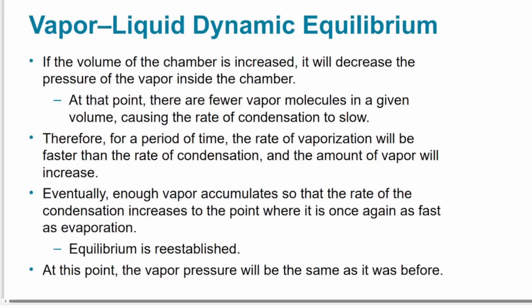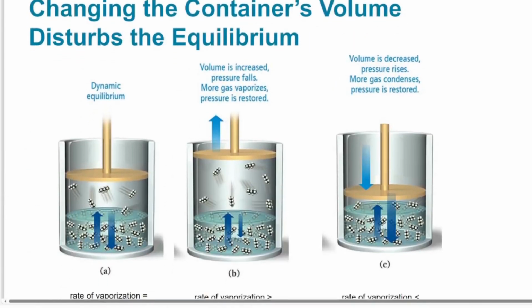So if we increase the volume of a chamber, it'll decrease the vapor pressure inside the chamber temporarily until that equilibrium is reestablished. We see that demonstrated here. We have dynamic equilibrium in a container with a piston. We've reached dynamic equilibrium, but if we increase the volume of the container by pulling up on the piston, then the vapor pressure falls until dynamic equilibrium is restored.